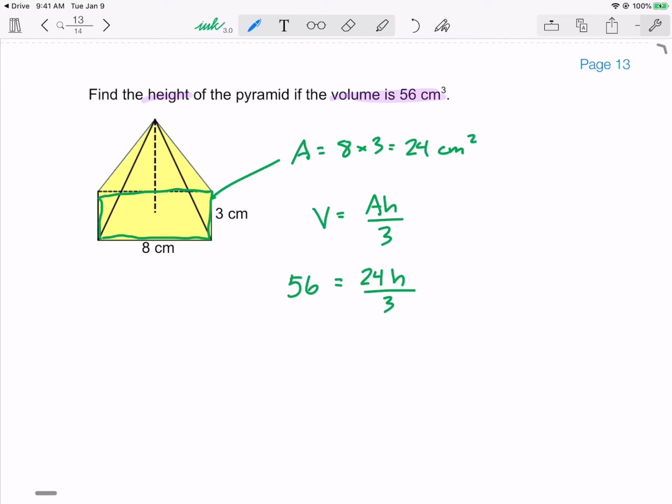Now there's two ways you can do this. You can do 24 divided by 3 on the right side and get 8. So you get 56 equals 8h. Or you could have multiplied by 3 and then divided by 24 on both sides, and you end up with the same result, and that is h equals 7 centimeters.